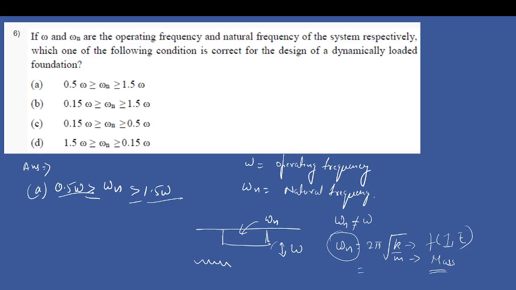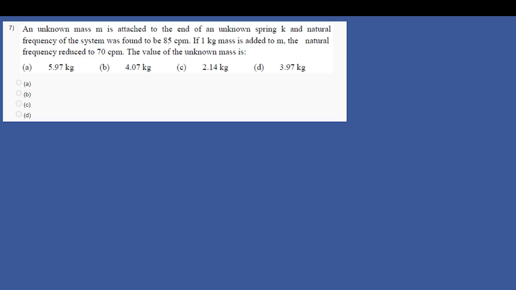Okay, then let's move to question number 7. You have an unknown mass attached to the end of an unknown spring K, and the natural frequency of the system was found to be 85 cpm. If 1 kg mass is added to m, the natural frequency reduces to 70 cpm. The value of the unknown mass is.